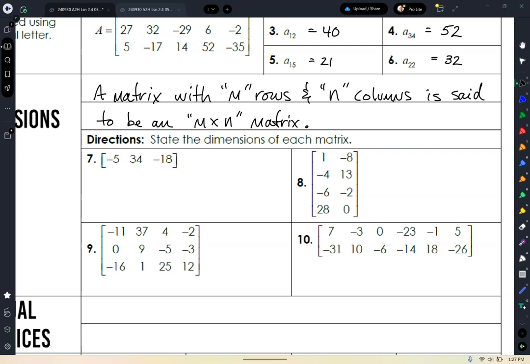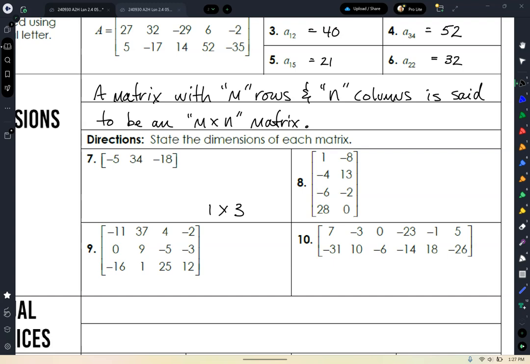Okay, so then when we're taking a look at these matrices right here, we want to find the dimensions. So tell your neighbor right now, what is the dimension of the matrix in question number 7? I'm going to ask one of you. You got 5 seconds. 4, 3, 2, 1. All right, Jack, what's the dimension of the matrix in question number 7? It's a 1 by 3. Yeah, that's how we say it. 1 by 3. 1 row by 3 columns. Okay?